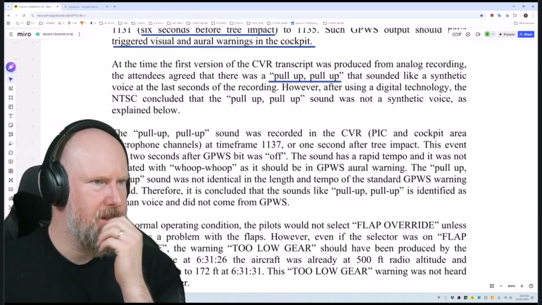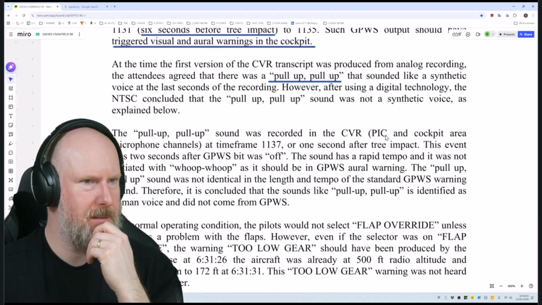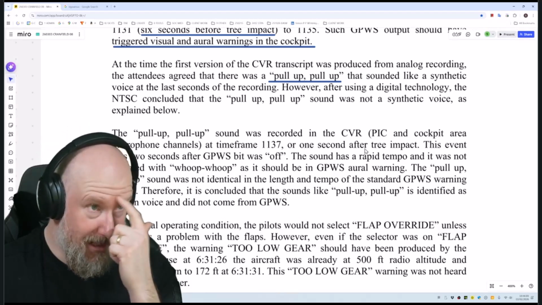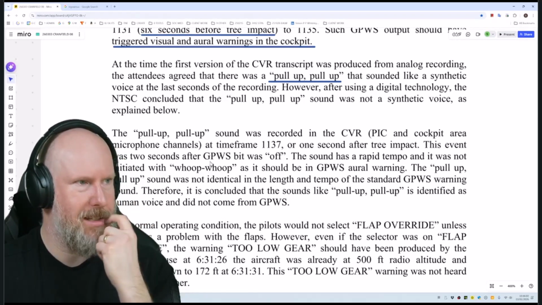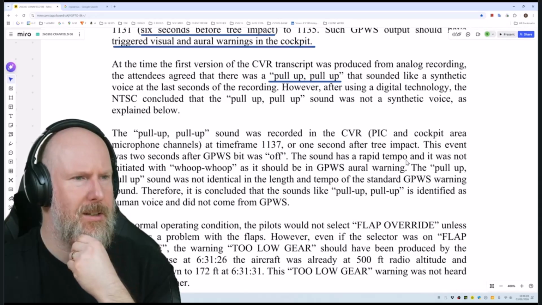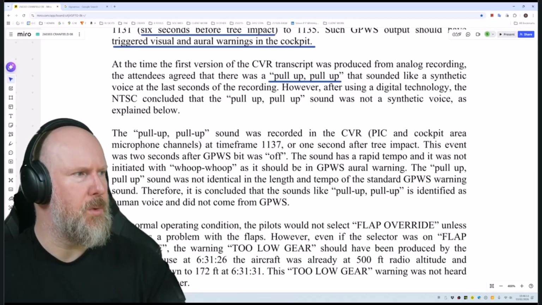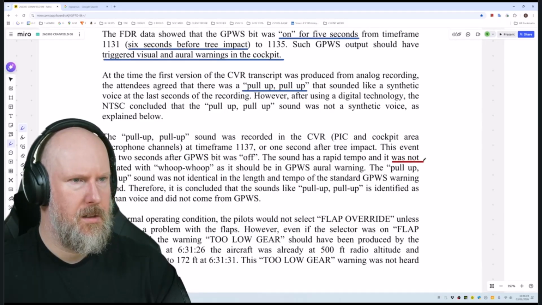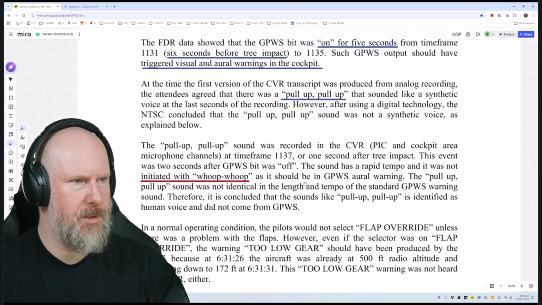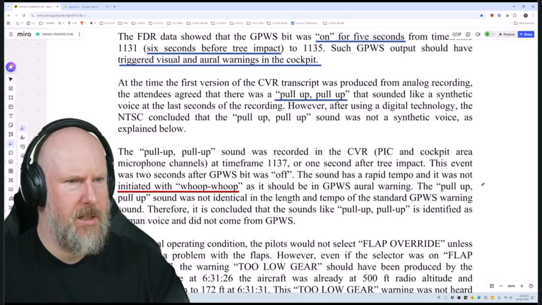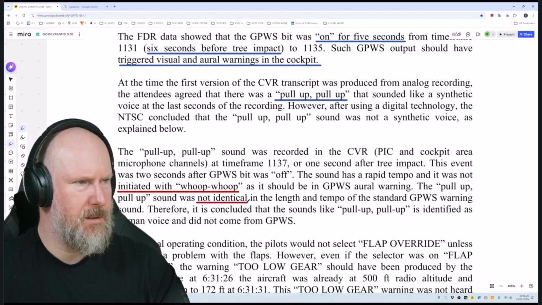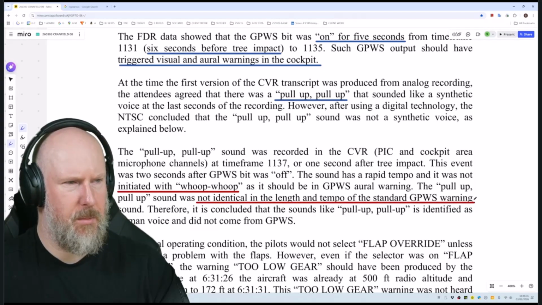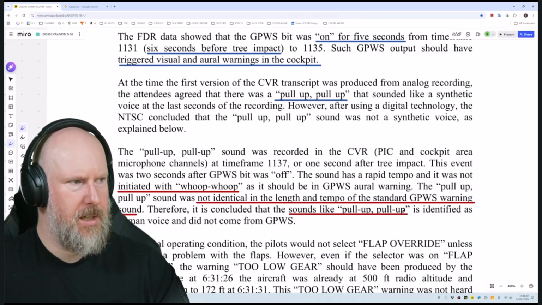Okay. So the pull-up sound was recorded in the CVR 1 second after tree impact. This event was 2 seconds after GPWS bit was off. The sound was a rapid tempo and it was not initiated with whoop whoop, as it should be in the GPWS oral warning. The pull-up sound was not identical in the length and tempo of the standard GPWS warning sound. Therefore, it is concluded that the sound like pull up is identified as a human voice and did not come from the GPWS.